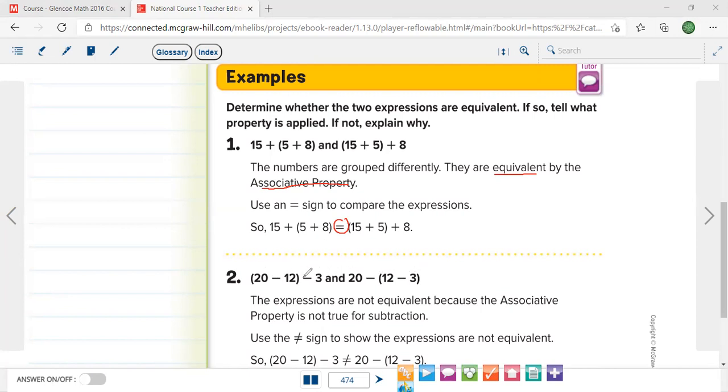Let's see. Let's evaluate this one. We evaluate parentheses first, so 20 minus 12 will give you 8, then 8 minus 3, this will give you 5. So the first expression will give you 5. Now let's check the second expression. We evaluate 12 minus 3 first, will give you 9. So 20 minus 9 will give you 11. See, this one gives you 5, but this one gives you 11.